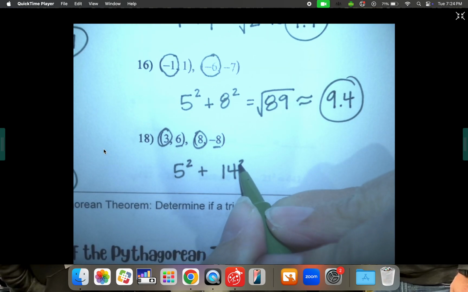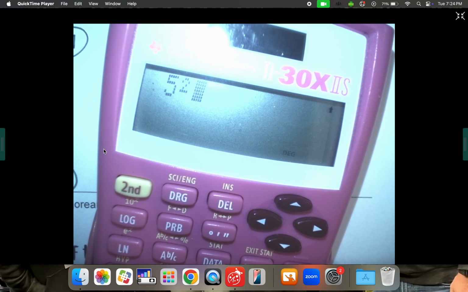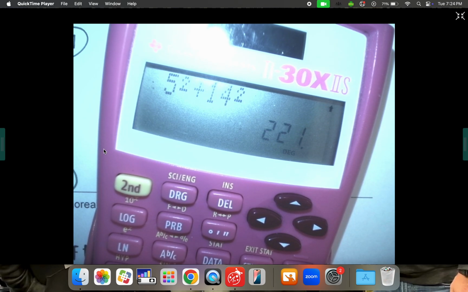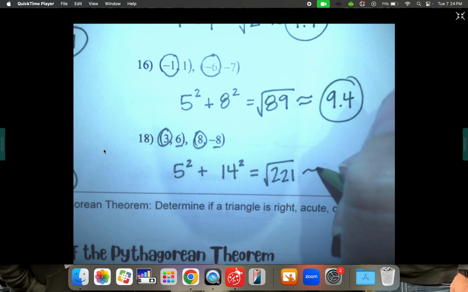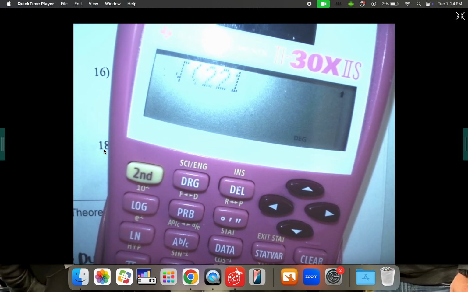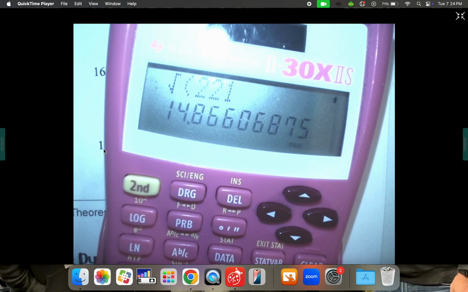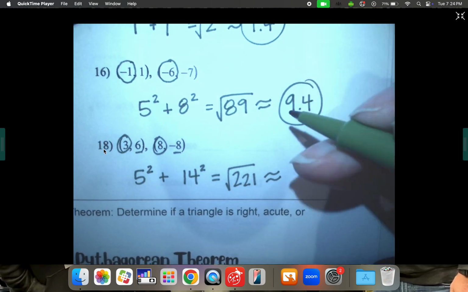Okay, square each one. 5 squared plus 14 squared is 221. And I need to take the square root of 221 to get the final answer. And it is about 14.9, because the 6 is going to bump up the 8 to a 9. So 14.9.